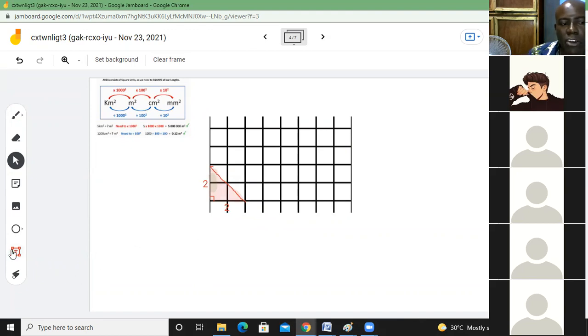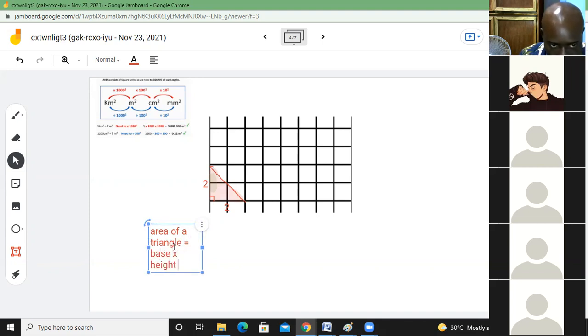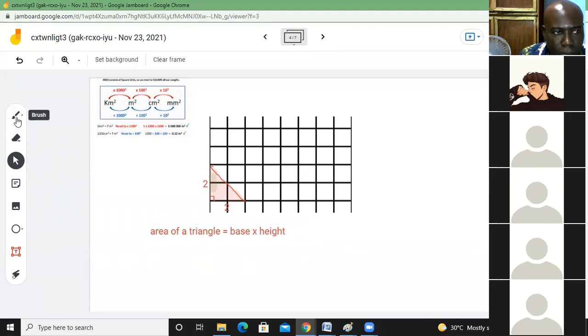All right. Anybody remember the area for a triangle? The area of a triangle is base times height, and then you divide it by 2. Everybody remember that? Half base times height? Yes, sir. So it's basically base times height over 2. This is what gives you the area of a triangle. So let us go with it.